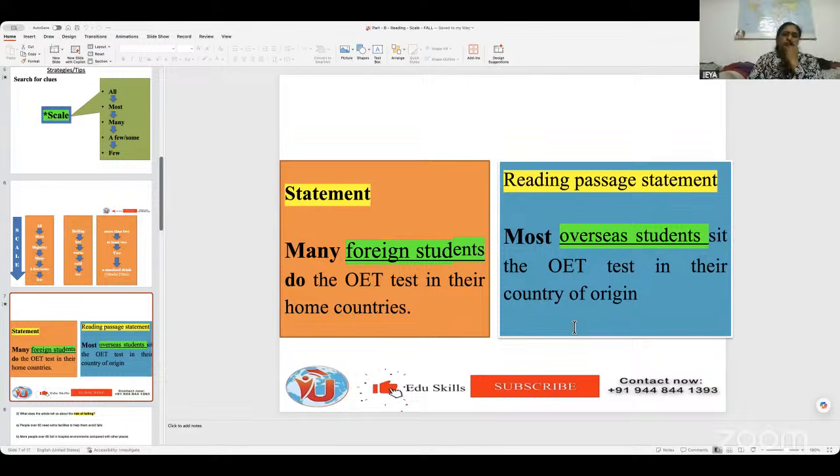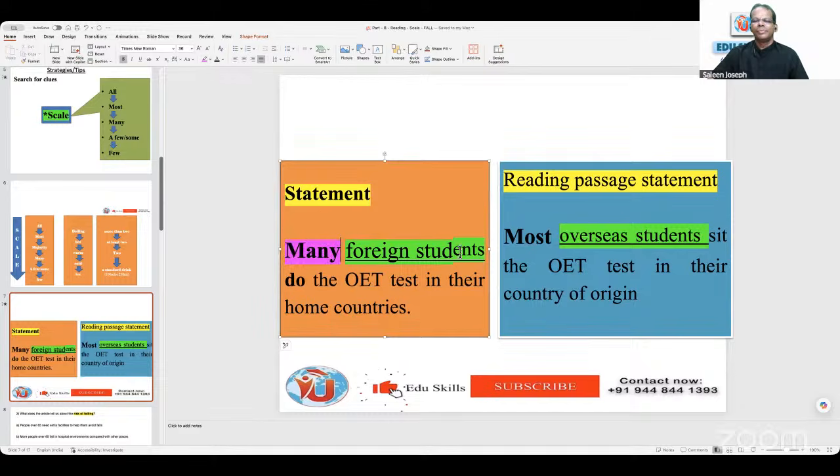Many means anything more than 1, 2 or 3 or 4 or 5, anything is many. But most means more than 50, more than 80, 90%. So most overseas students is not similar to many foreign students. So what I mean is, one word changes the meaning. That's why scale is important. Many is not the same as most, whereas they have given everything else the same.